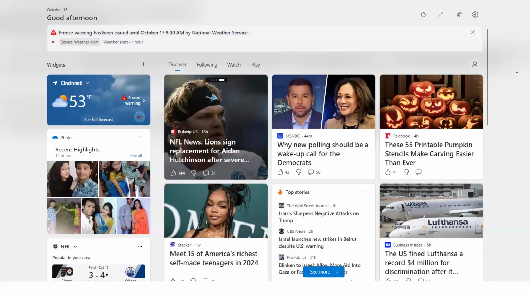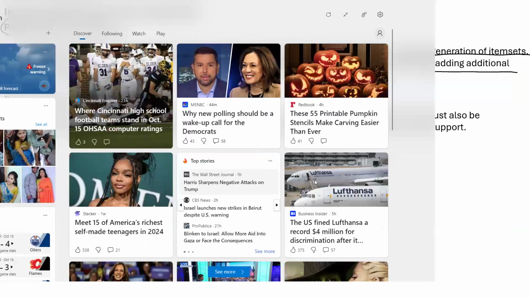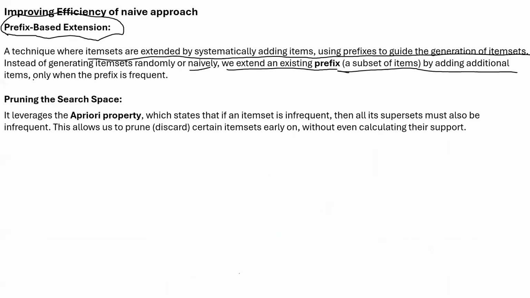When we proceed with that approach, only when the prefix is frequent. So we are going to extend the prefix only when the prefix is frequent. We are not going to extend it if the prefix is not frequent. That is what we are doing to improve the efficiency. Okay. It leverages the a priori property, which states that if an item set is infrequent, then all its supersets must also be infrequent. This allows us to prune certain item sets early on without even calculating their support.